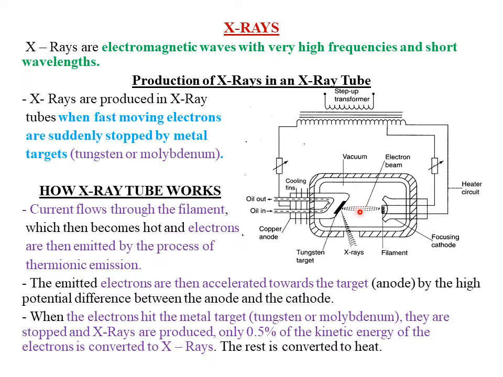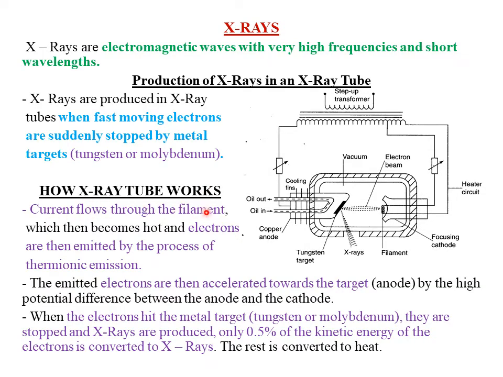They move at a very high velocity. So when they accelerate, they are going to hit what we are calling a metal target. In this case, we are using tungsten, or sometimes we can also use a metal called molybdenum. When this stream of cathode rays, or electron beam, hits the tungsten or the metal target, what you are going to obtain on the other side will simply be a stream of X-rays. So let's look at how the X-ray tube works.